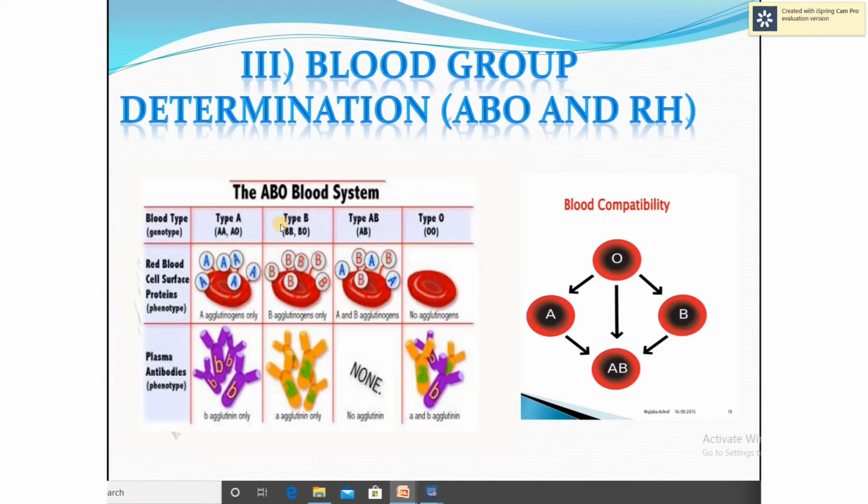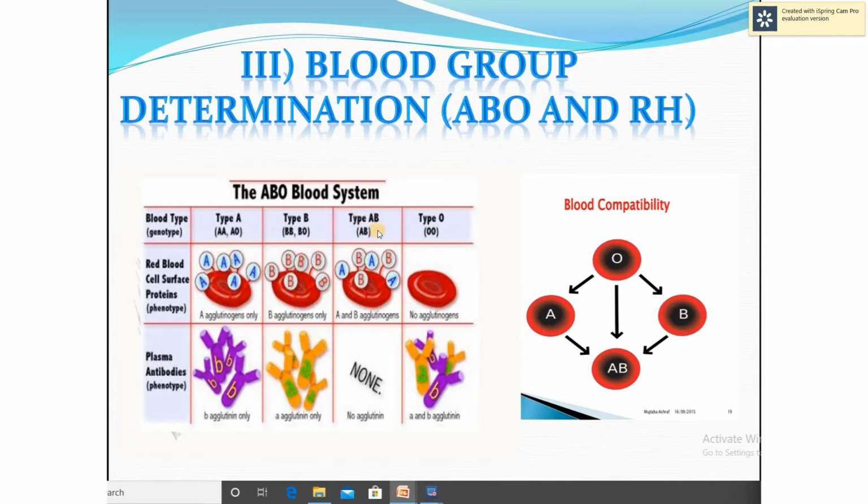And if you have type B, that is B blood group, your RBCs would have B antigen on the surface and A antibody in your plasma. So if you get a blood transfusion from type A, there will be agglutination in your body because your body has A antibody, and A antigen would bind with A antibody and agglutination would form.